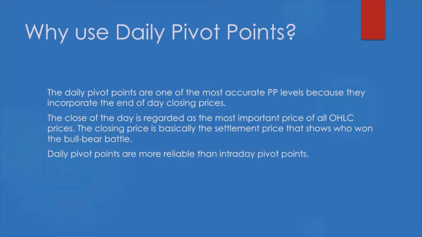Why do we use daily pivot points? The daily pivot points are one of the most accurate pivot point levels because they incorporate the end-of-day closing prices. The close of the day is regarded as the most important price of all open, high, low, and closing prices. The closing price is basically the settlement price that shows who won the bull-bear battle. Daily pivot points are more reliable than intraday pivot points.